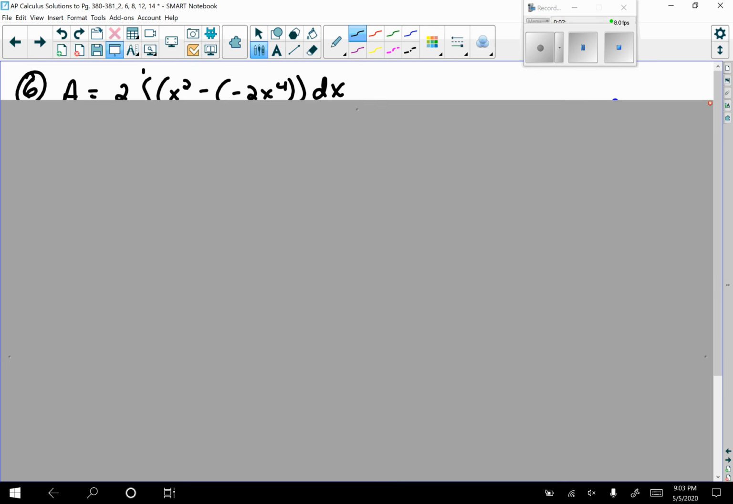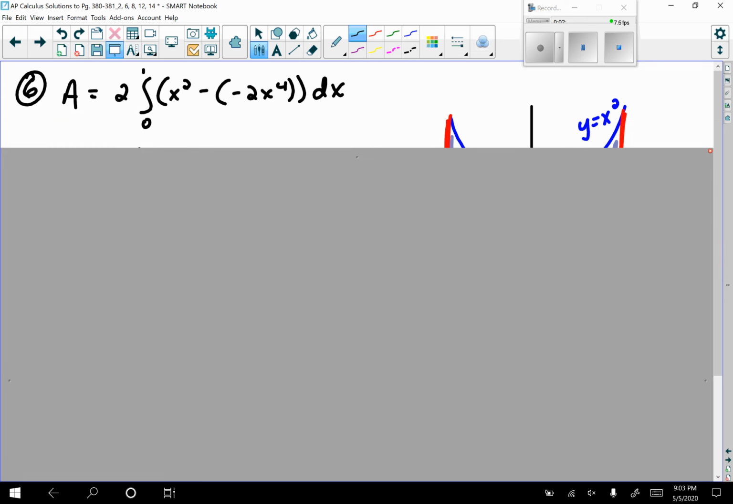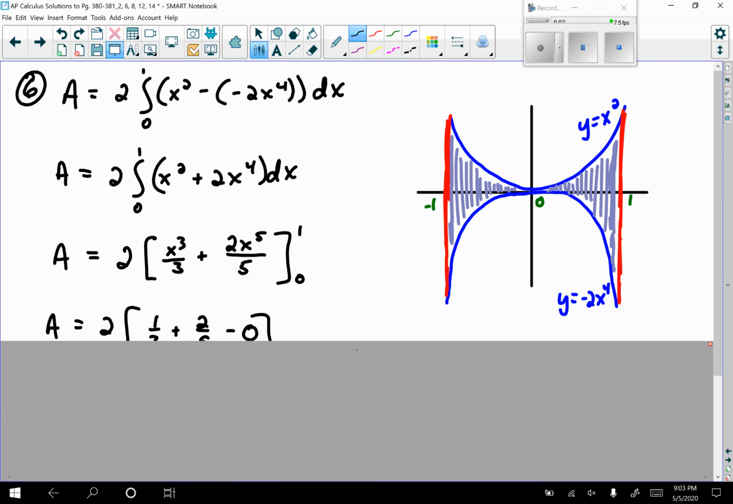All right, for number 6, again, we can use symmetry. We can't for number 8, though. Everything else seemed to be based off of symmetry here. So again, looking at the graph, we could double the integral from 0 to 1. Our upper curve is x squared. Our lower curve is minus 2x to the 4th. So again, when we subtract, it will become a plus 2x to the 4th.